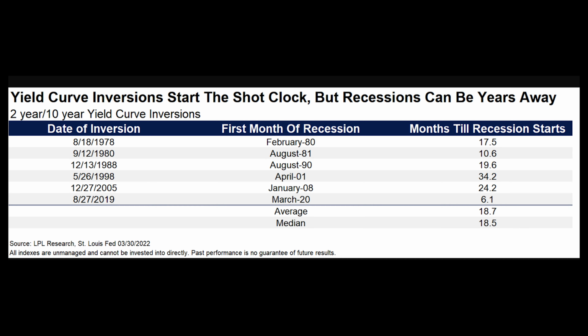Number 1, yes, past recessions have been preceded by an inverted yield curve, but by no means does it happen right away. Another way to put it is yield curve inversions have preceded all recessions, but not all inverted yield curves lead to a recession. Historically, when the 2-year and 10-year yield curve inverts, a recession has taken place on average about 19 months later.